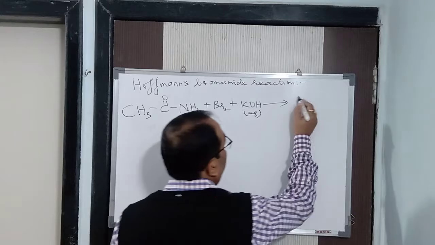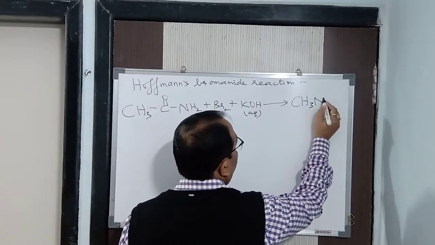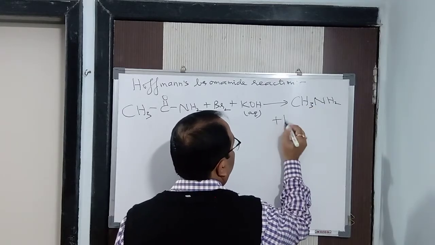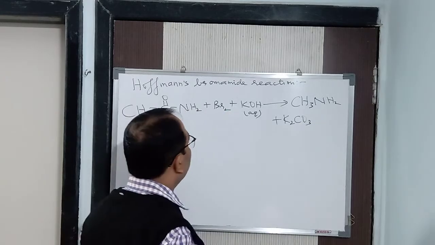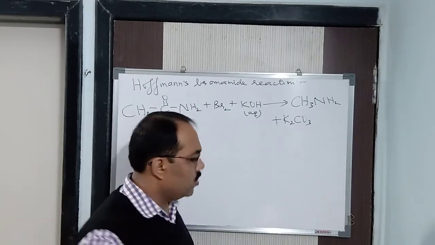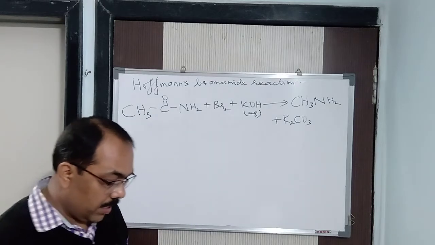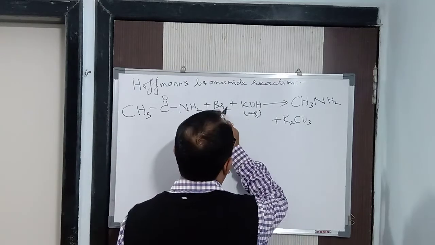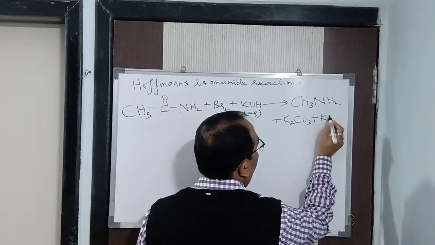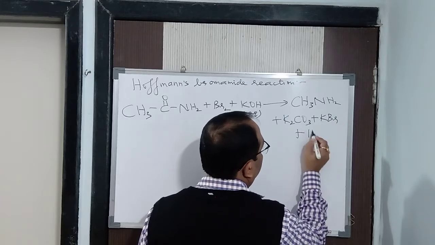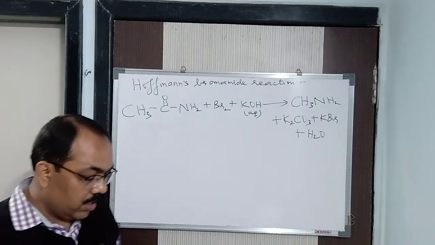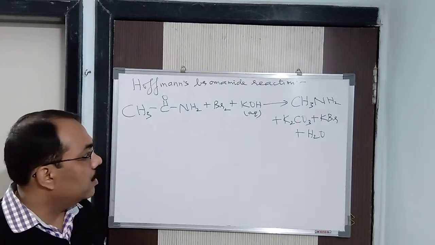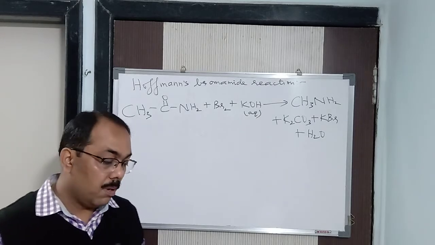So what is the product? The product will be CH3NH2 plus K2CO3. We will be getting it. CH3CONH2 plus Br2 plus KOH gives CH3NH2, K2CO3, potassium and bromine will form potassium bromide, plus water. We can say that. Clear? So in this way you will be getting the Hofmann's bromamide reaction.